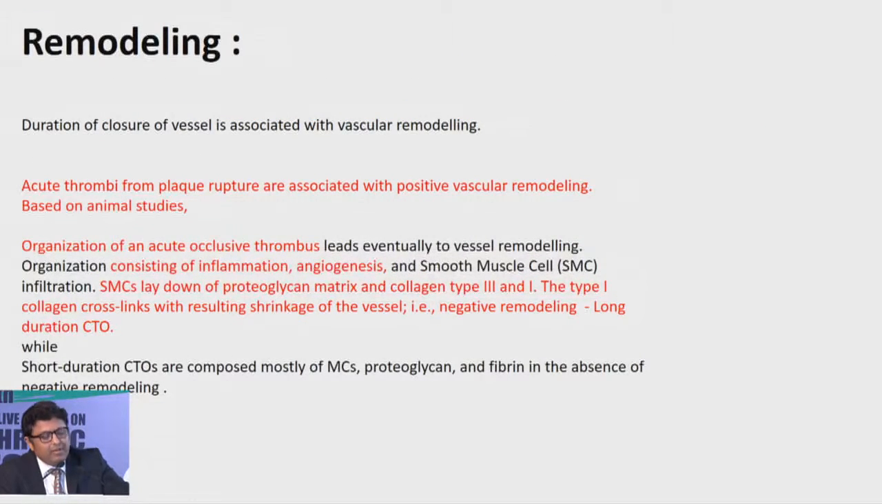Remodeling: the acute thrombi from the plaque rupture are associated with positive vascular remodeling based on animal studies. However, organization of an acute occlusive thrombus, consisting of inflammation, angiogenesis, smooth muscle cells, laydown of proteoglycan matrix, and collagen type 3 and type 1, which cross-links with the resulting shrinkage of the vessel, is called negative remodeling, and it is seen in the long duration CTOs.